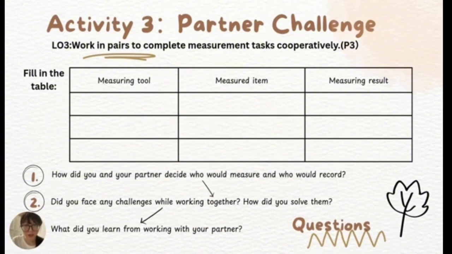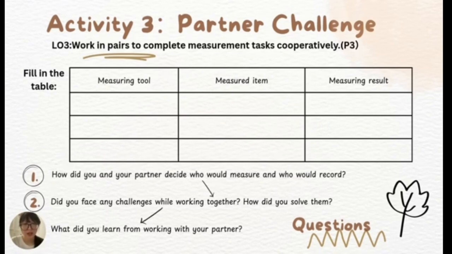In order to further guide students to reflect on the process of cooperation, we have designed 3 questions. The first question is, how do you and your partner decide who will measure and who will record? This problem encourages students to take the initiative to align roles and cultivate communication and negotiation skills. The second question is, what difficulties have you encountered in the process of cooperation? How did you solve it?